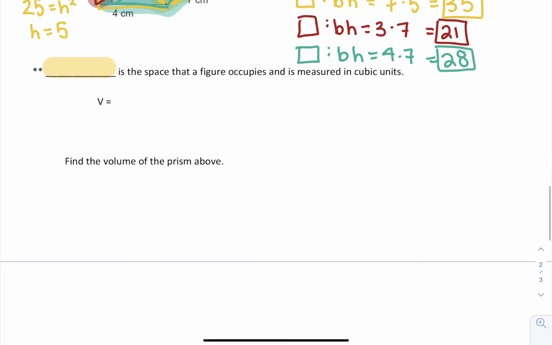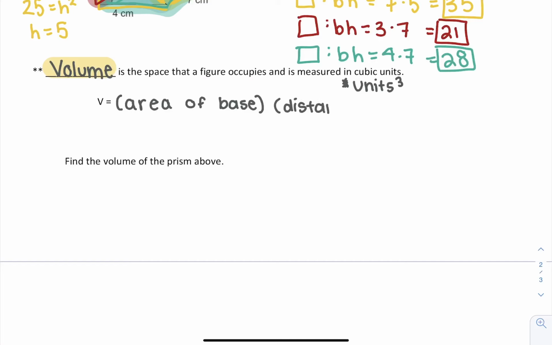Lastly, we have volume. Volume is the space that a figure occupies and is measured in cubic units. What that means is units cubed. So our volume is going to be the area of the base times the distance between the bases. We typically think of volume as length times width times height. So that's the area of the base times the height in between.